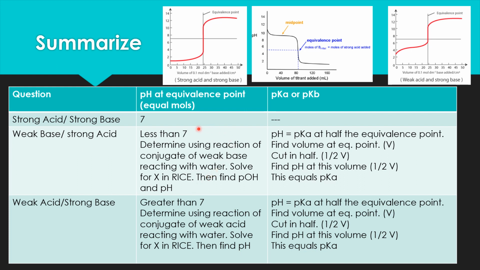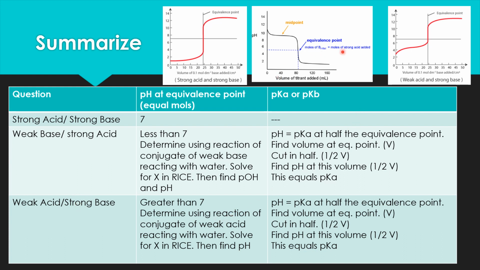And then similarly, if we have a weak acid and a strong base, just like we saw in the last slide, we're going to do that same type of thing, but we're going to have a pH at the equivalence point that's greater than 7 because we have that strong base.